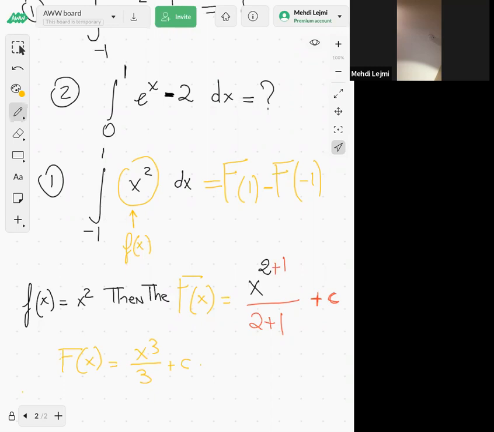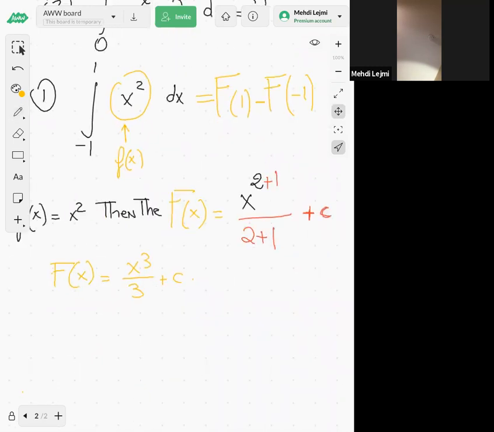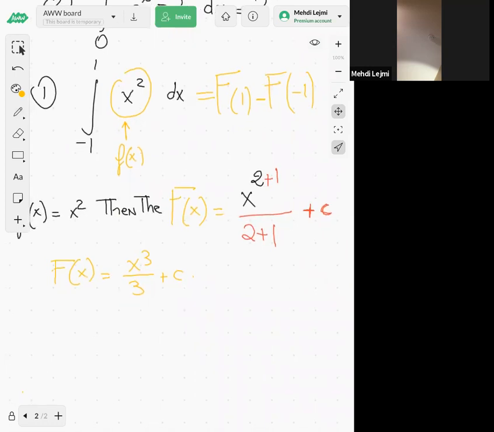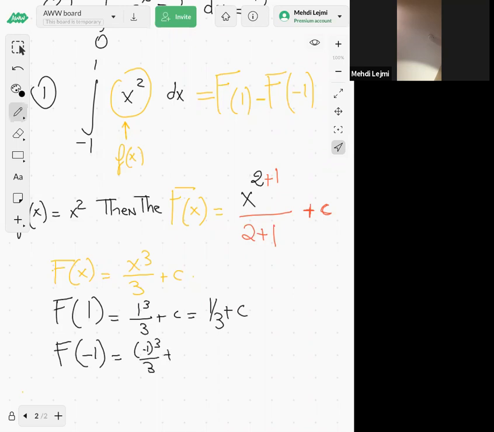All right, so then we have to evaluate capital F at 1 and capital F at negative 1. Capital F at positive 1 is 1 cubed over 3 plus the constant, so it's just 1/3 plus the constant. Now, capital F at negative 1 is negative 1 cubed over 3 plus the constant, so negative 1 cubed is just negative 1 over 3 plus the constant.